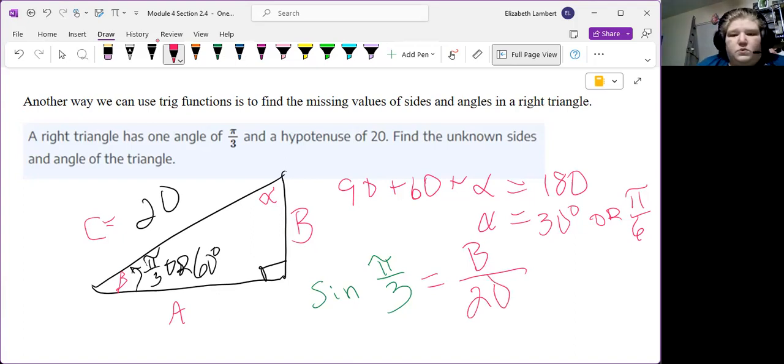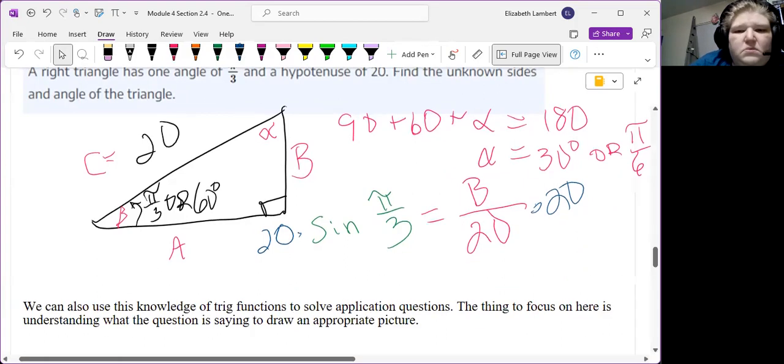So the sine of pi over 3 is something that I can actually calculate on the unit circle, but I can also put it in on the calculator. Because most of the time when you get these kinds of problems, it's not going to be an angle on the unit circle. It's going to be something ugly and you're going to have to use the calculator. So we have sine of the angle equals B over 20. So I'm going to multiply both sides by 20.